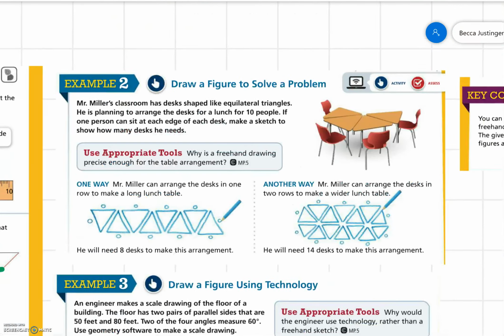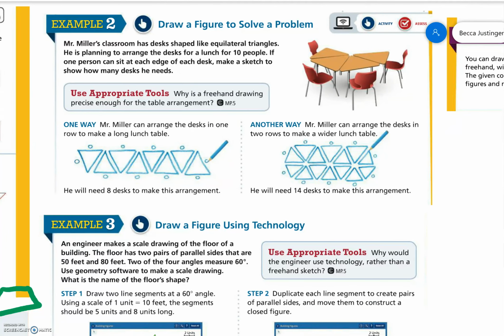All right, example number 2. Draw a figure to solve a problem. Mr. Miller's classroom has desks shaped like equilateral triangles. He's planning to arrange the desks for a lunch for 10 people. If one person can sit at each edge of the desk, make a sketch to show how many desks he needs. So one way Mr. Miller can arrange the desks in a row is to make a long lunch table. So he's going to need 8 desks to make this arrangement, because here's your 1, 2, 3, 4, 5, 6, 7, 8, 9, 10 people.